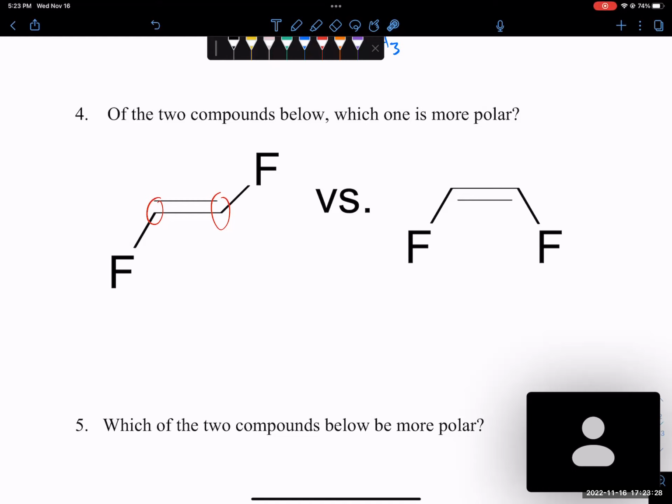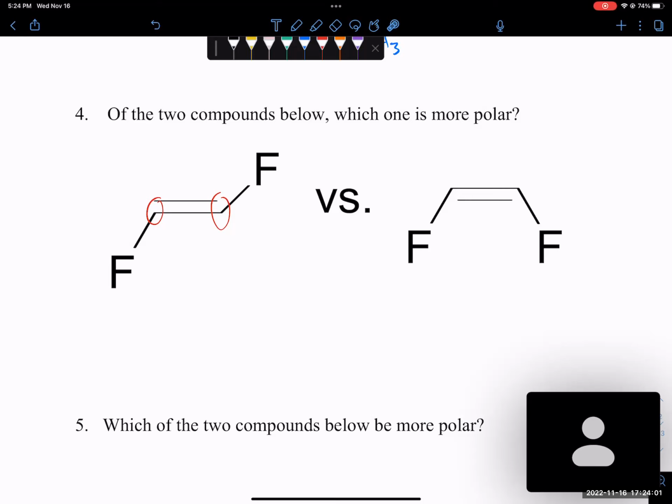So which one is more polar? Alex, which one is it? The second one. Why? Symmetrical. The way I think of it is if you cut it in half, it's less symmetrical. More symmetrical? Non-polar is more symmetrical, right?